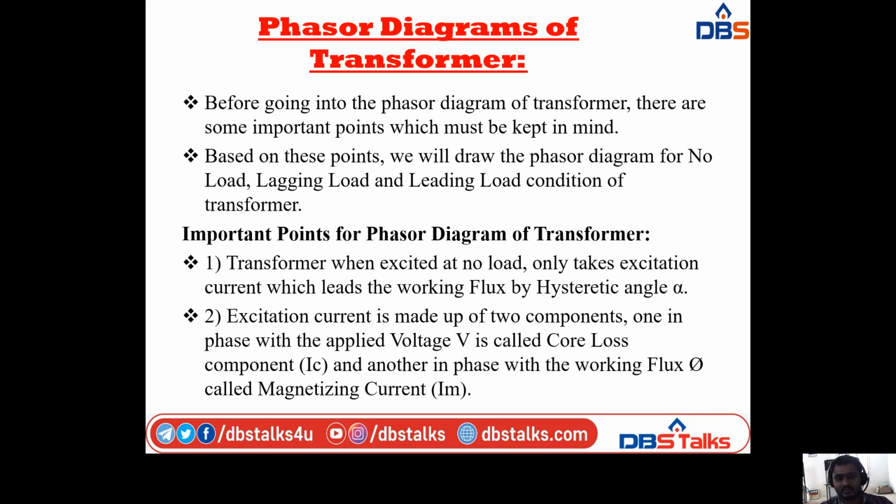Next, the excitation current is made up of two components. One in phase with applied voltage V is called the core loss component, and another in phase with working flux phi is called the magnetizing component. These are represented with the letters I suffix C and I suffix M, that is IC and IM.